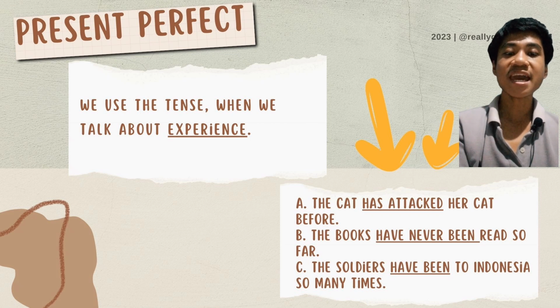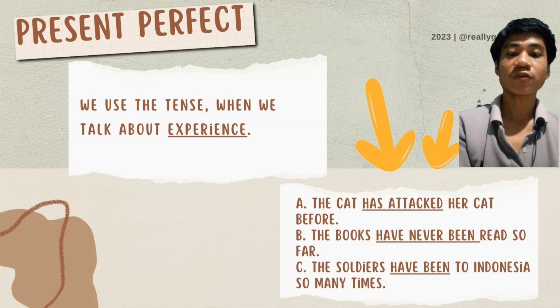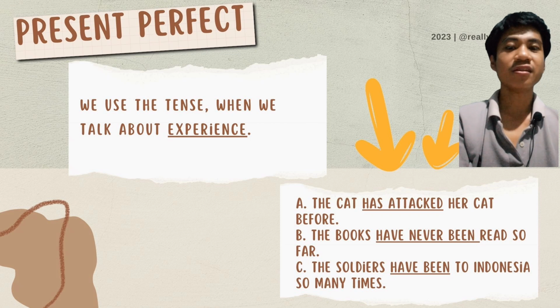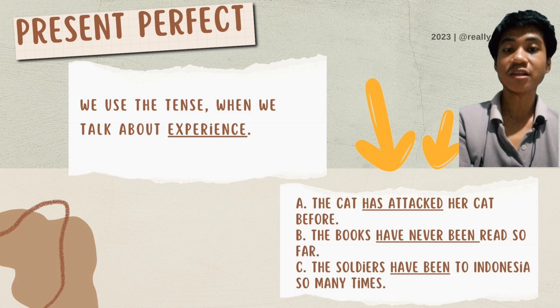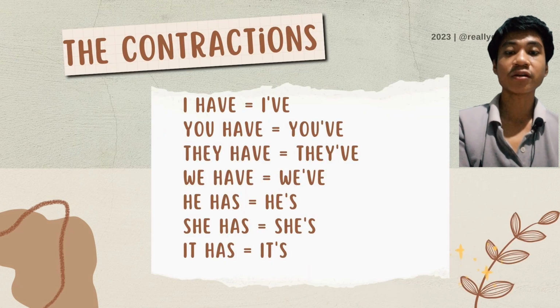For statement A, her cat was hurt by the cat previously. For B, the act of reading is not conducted yet. And for C, the soldiers have had so many experiences of visiting Indonesia. Let's talk about the contractions and the structure.